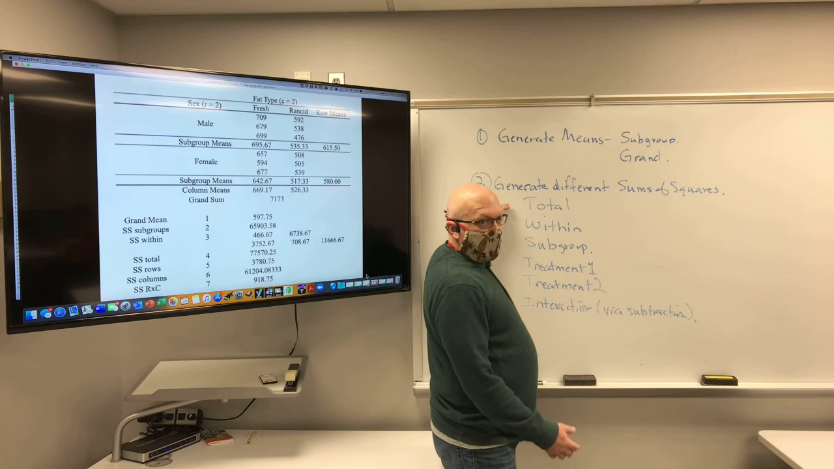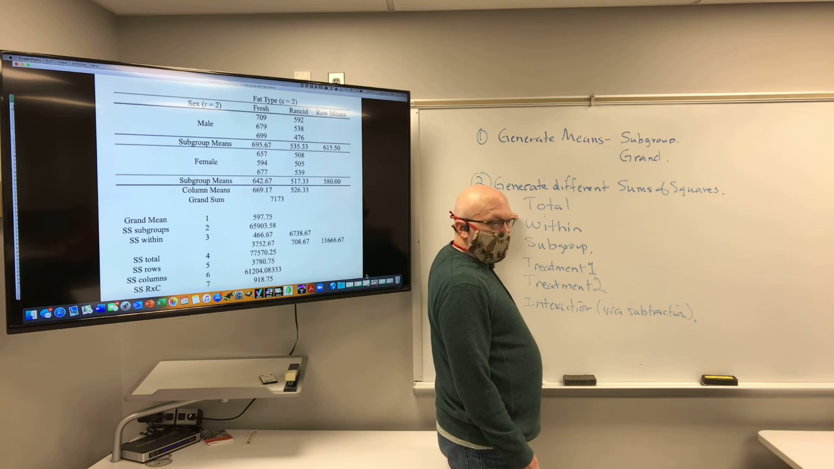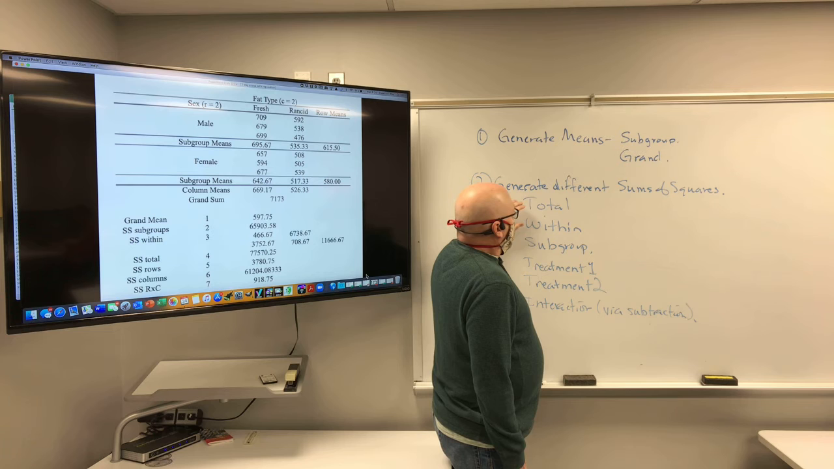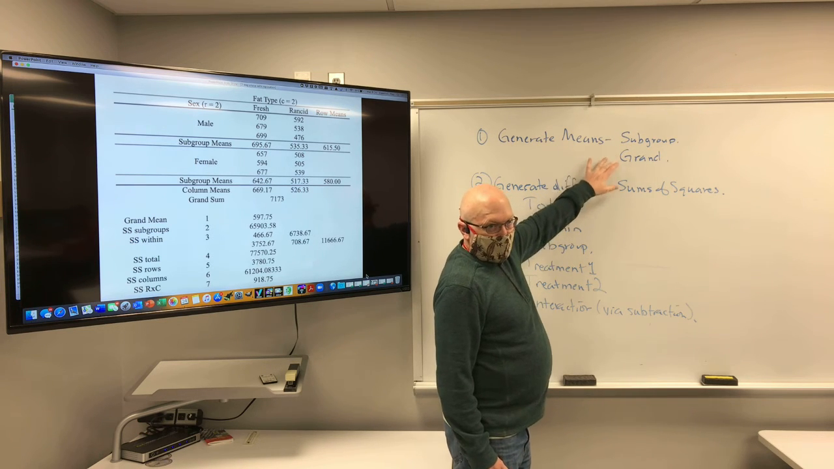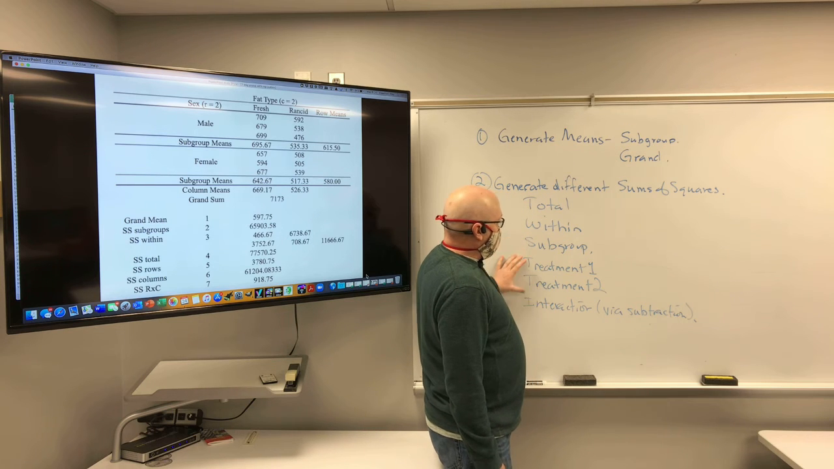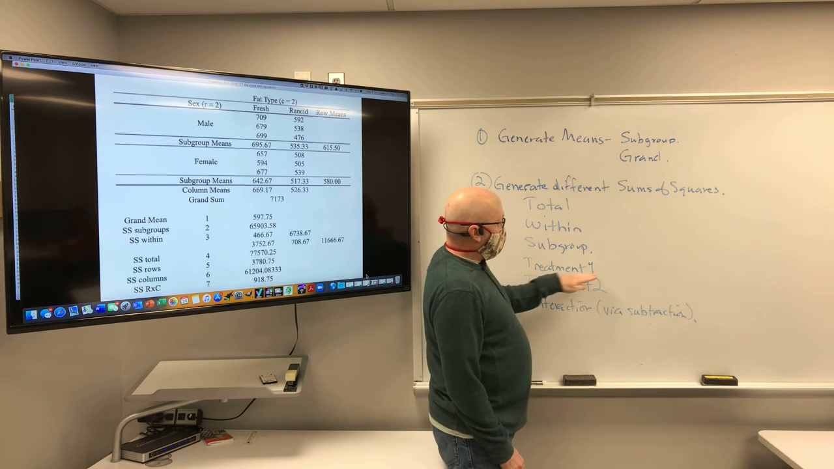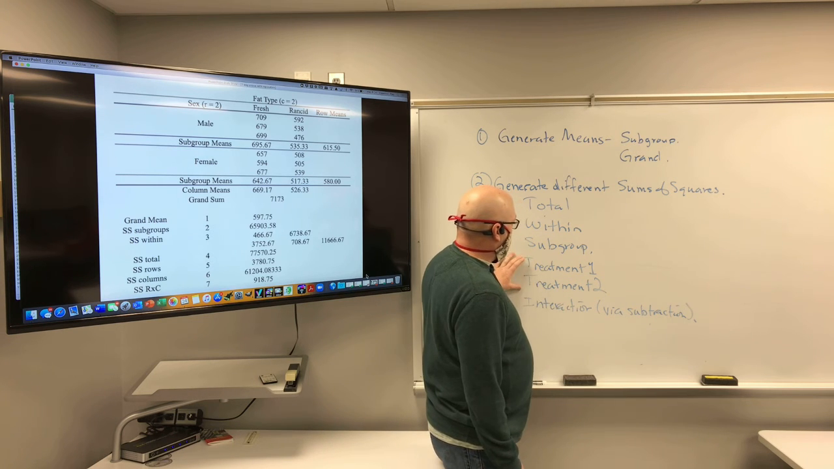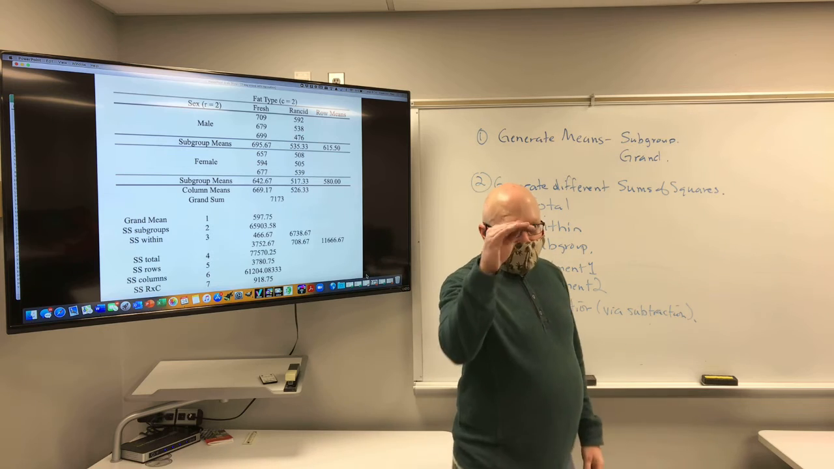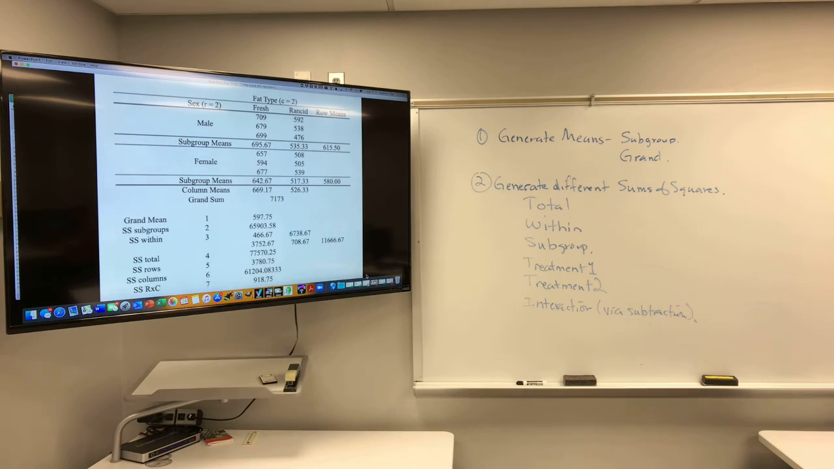I would do these in this order because you need total, you need within. Total minus within will give you subgroup, although you can also calculate subgroup independently to check your math. And then the subgroup tells you how much is left over for these. So then calculating the treatment means will tell you what the interaction is, by subtracting these two from the subgroup. So having an order of things to do is helpful. Last time I didn't do them quite in that same order, but today I kind of did.